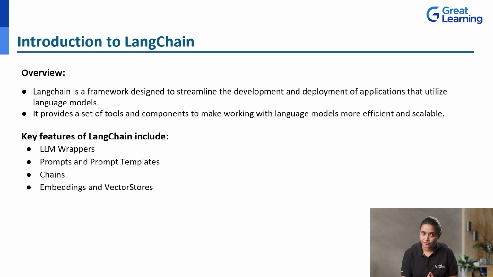What are the key features of LangChain? What is it composed of? LLM wrappers. When you say large language model wrappers, it is nothing but small models which work as a prototype in the LangChain library by itself. You can use the ready-made ones or you can create new wrappers.